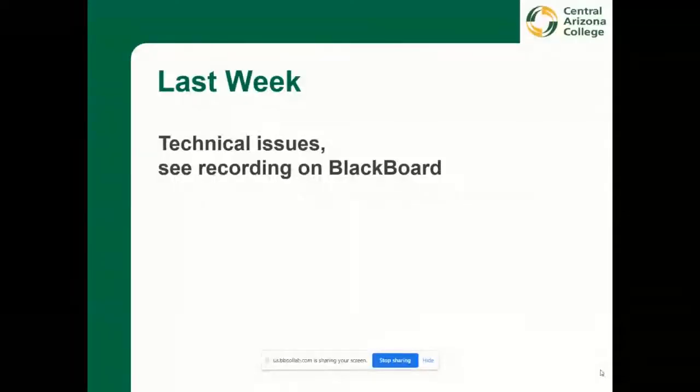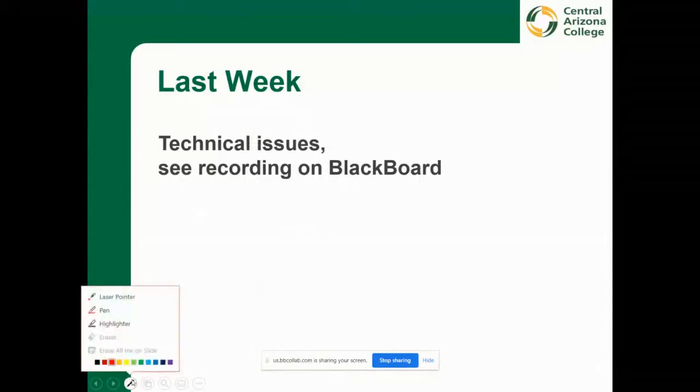Before we get started, I wanted to share that last week, quite a few of you saw that we had some technical issues, or not so little, with a couple of things that stopped us from progressing ahead. So for that reason, we had to start late, and I made the recording available right after the session on Blackboard. So there was a chance to still catch up even if you had to move on to another appointment.